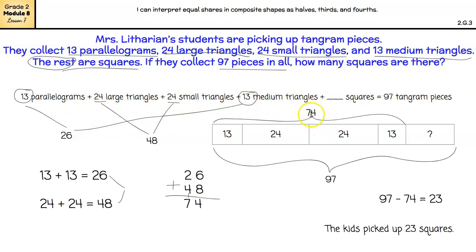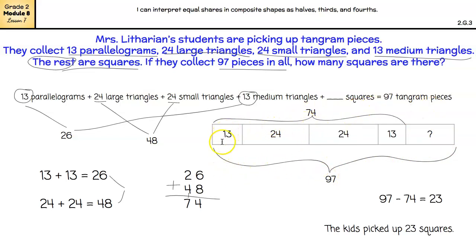Now, that 74 doesn't quite give us our answer yet because we didn't want to know the total number of parallelograms and different sized triangles. We want to know the number of squares. So if we look at this tape diagram model here, we'll see that we have the 13, 24, 24, and 13 parts here, which we label as 74. Here's our missing part over here of squares, and our total is 97.